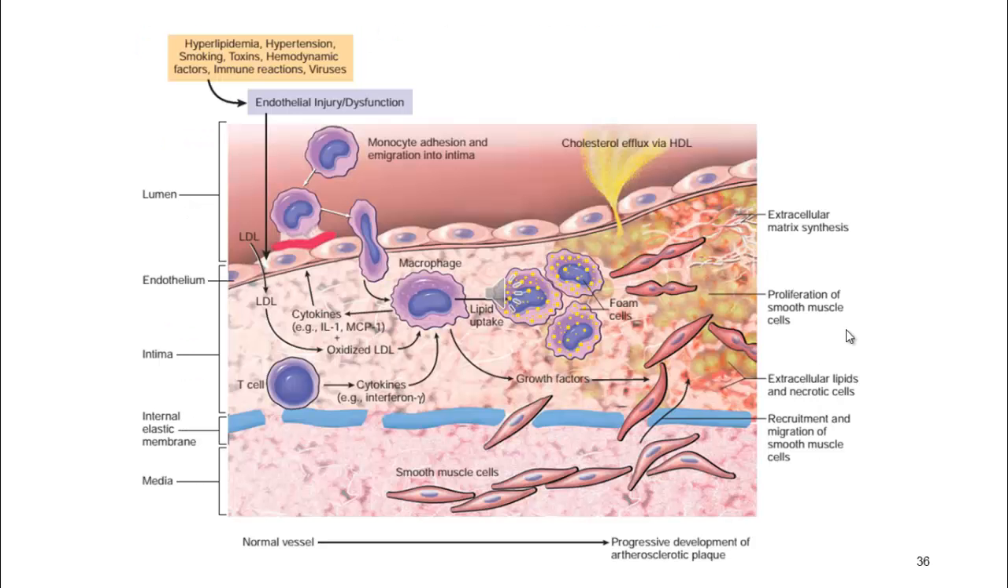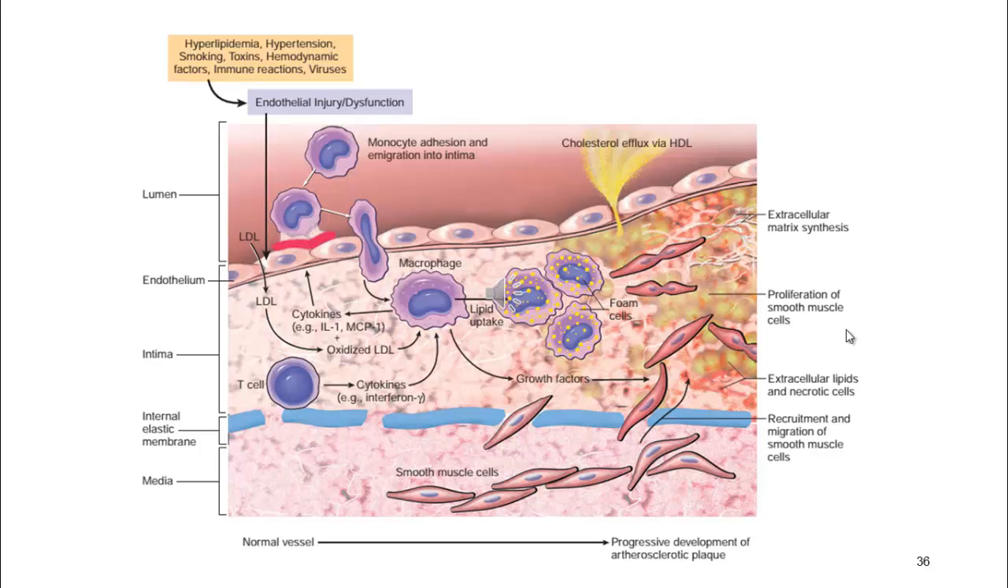So once again in this picture we are going to summarize the whole process of the atheroma formation. The atheroma is an intimal lesion caused by endothelial dysfunction. There are multiple factors which can cause the endothelial dysfunction, for example hyperlipidemia, hypertension, smoking, toxins, hemodynamic stresses, immune complex reaction, and viruses. Once there is an endothelial injury, it causes increased permeability to the monocytes, and there is adhesion of the platelets at the site of the dysfunction.